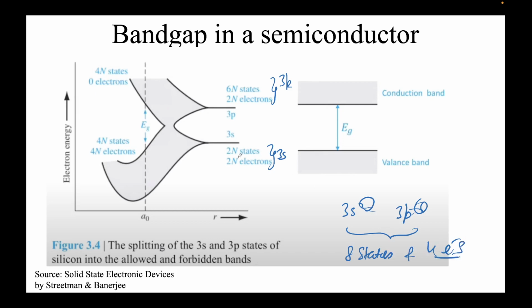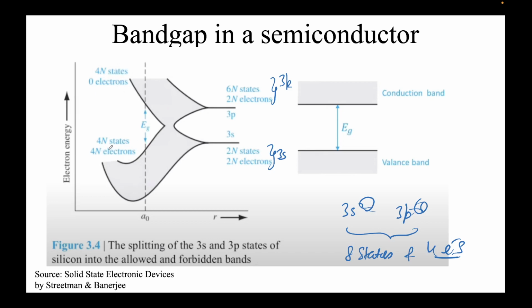Earlier, 3s had 2n states and 2n electrons, which was filled. 3p had 2n electrons and 6n states, but when you bring them close, they will mix with each other, hybridize, you could say. It's not exactly hybridizing, but I'm simplifying it. So there will be 8 states and 4 electrons. Naturally, every system will try to go to the lowest energy state. Hence, all the 4 electrons will come here. No electron will go there.